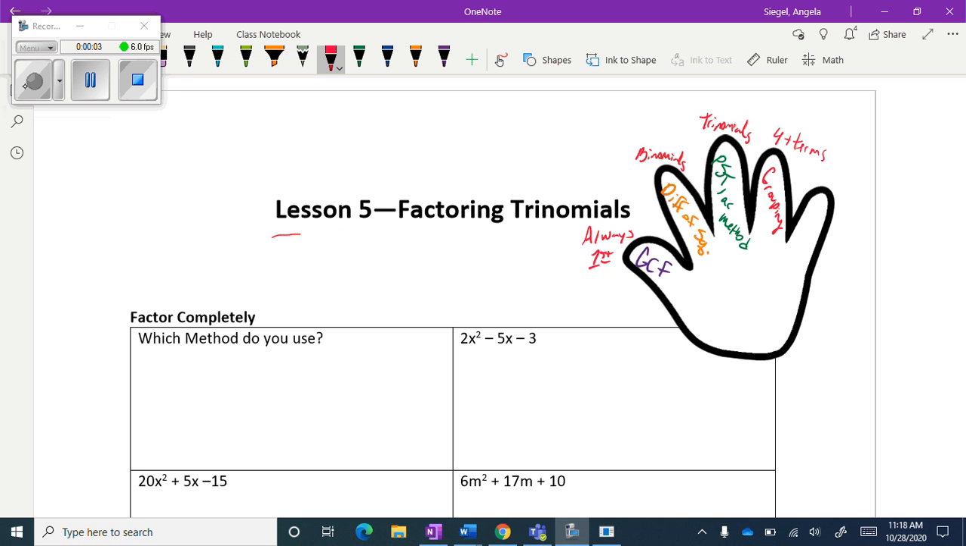Hey guys, welcome to lesson 5, and we are going to talk about factoring trinomials.